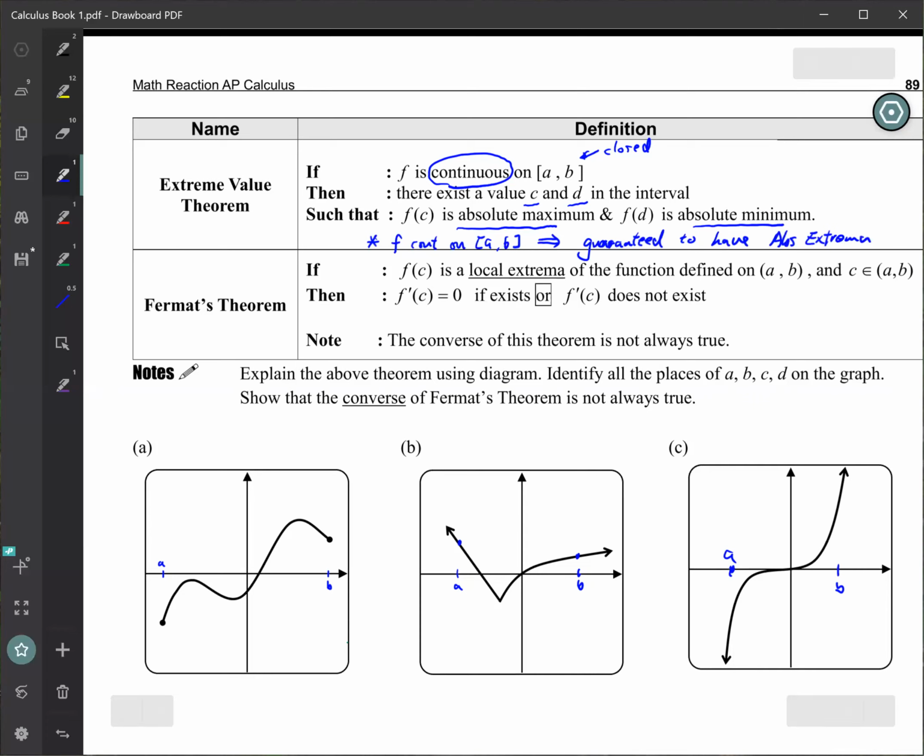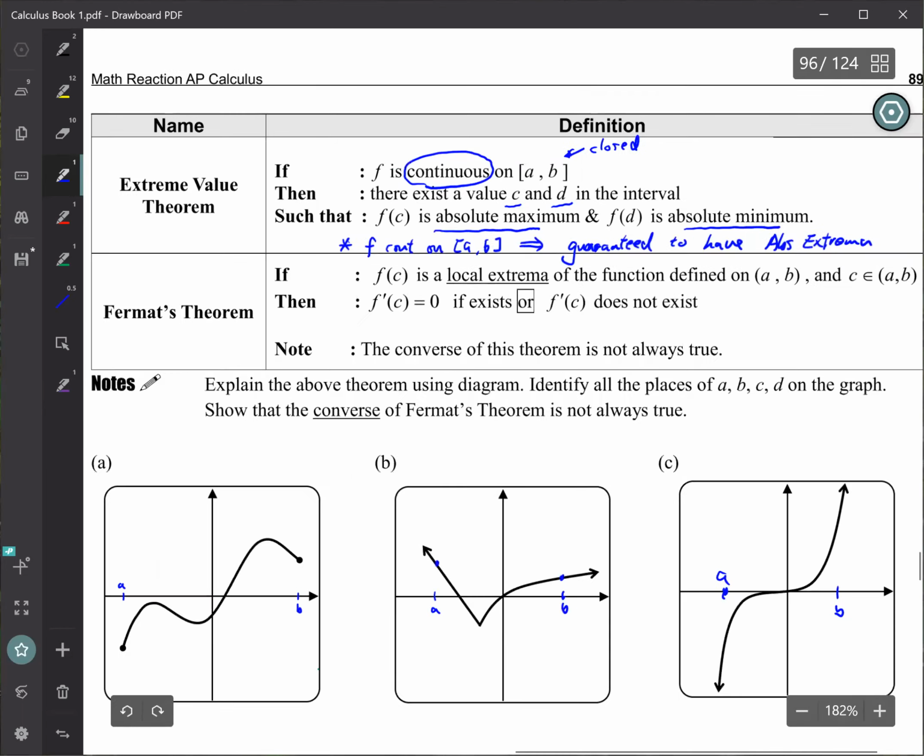Okay, in textbooks, sometimes they put it in a more formal way, right? But if we put it in plain words, it's easier to understand. Okay, the next one is called the Fermat theorem. The Fermat theorem is talking about local.